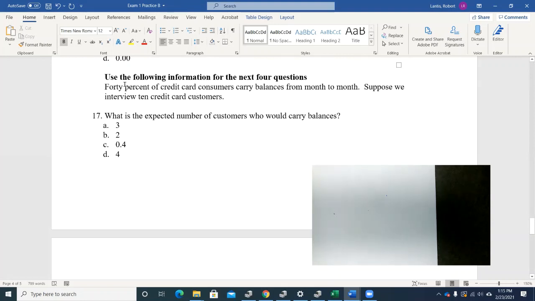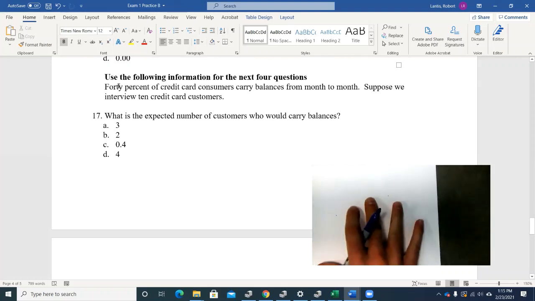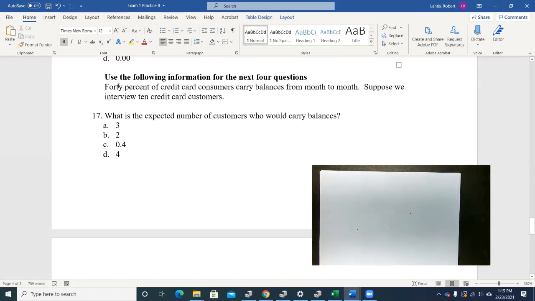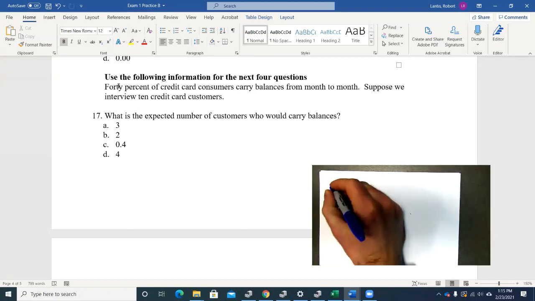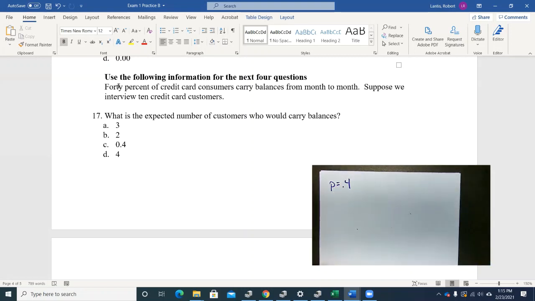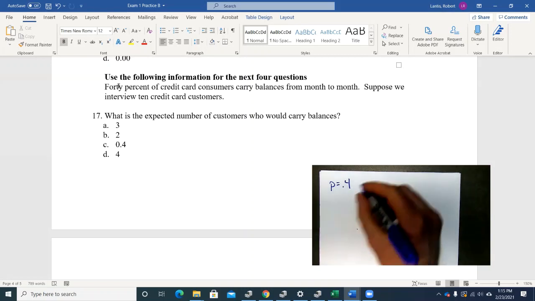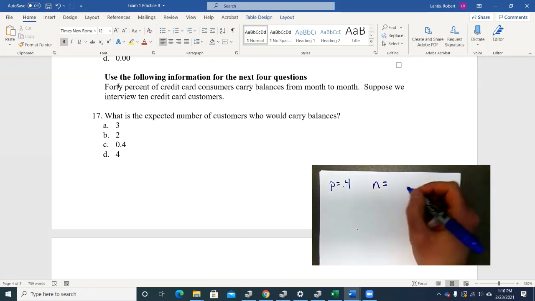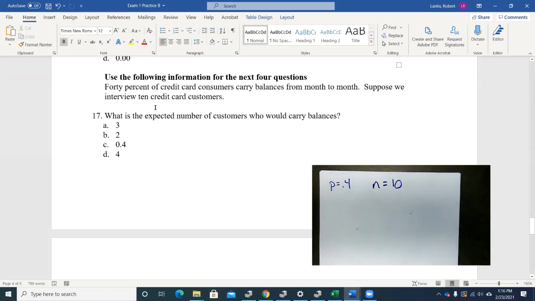The probability that any one customer carries this balance is 40%. So we automatically know they either carry a balance or they don't. It's a 1-0, so we have a binary success-failure. We've got a binomial distribution. Binary, binomial. So the probability of success in any one trial will be that 40%, which as a probability is 0.4. How many people are we looking at, or what's our number of trials? We're looking at 10 customers, 10 credit card holders. Okay?